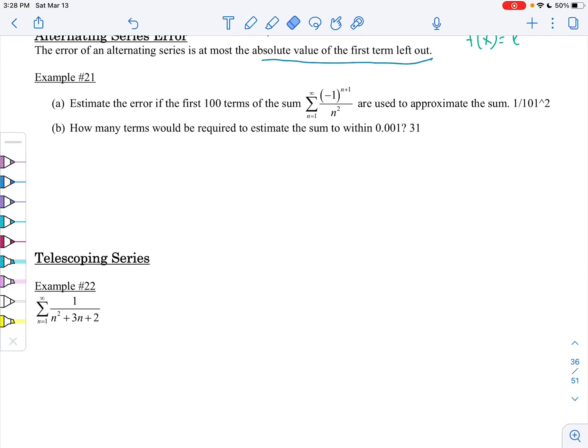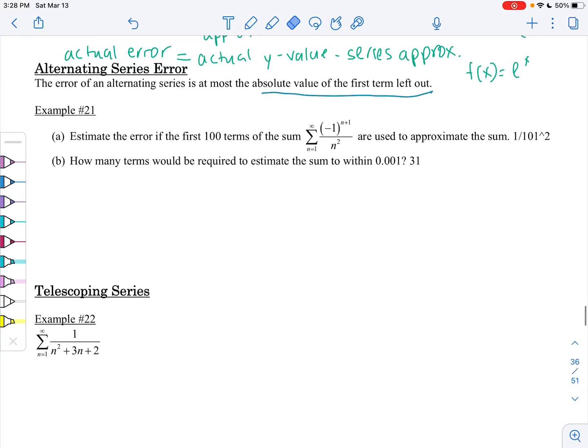Hi, we're going to look at alternating series. An alternating series error is an error that's tied to only alternating series, whereas Lagrange error bound is an error bound that we can tie to Taylor series, not necessarily ones that are alternating. So the error of an alternating series is at most the absolute value of the first term left out.